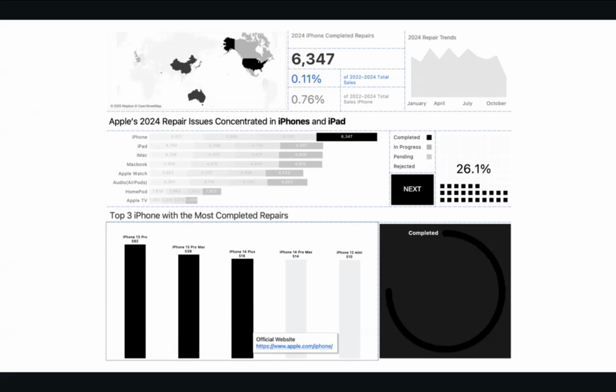Repair activity is geographically concentrated in major markets such as the US and China, and at the model level is driven by a small number of high-volume devices, including the iPhone 13 Pro and iPhone 14 series. By adjusting the filters, users can explore detailed repair patterns across different categories and statuses. The individual product models can be further investigated via direct links to their official product pages.